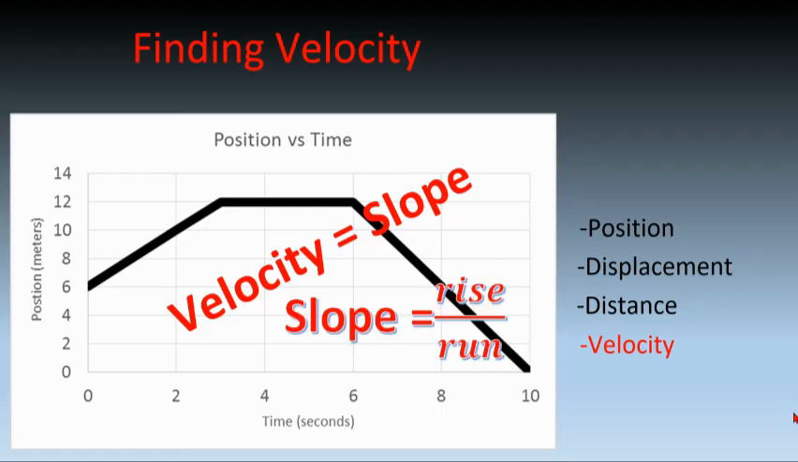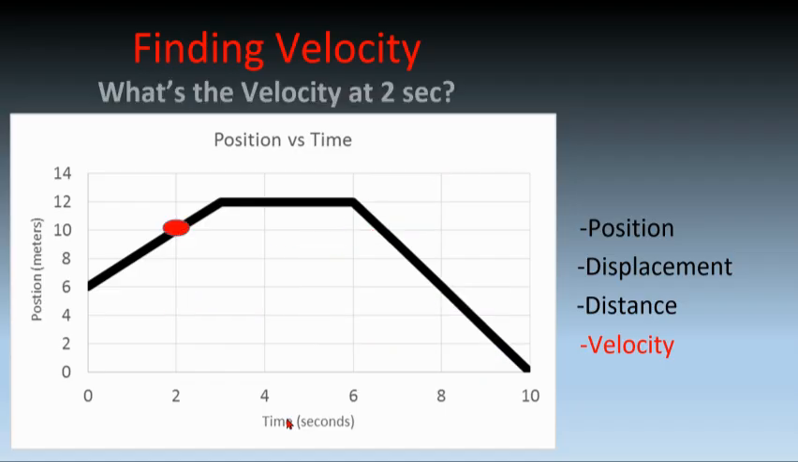Slope, if you remember from your math days, was just the rise over the run. How much did the line go up divided by how much did it go across? Now, why does it equal slope? We're doing a whole other video on that, so you can check that out in the link. But let's jump into finding the velocity from this position time graph.